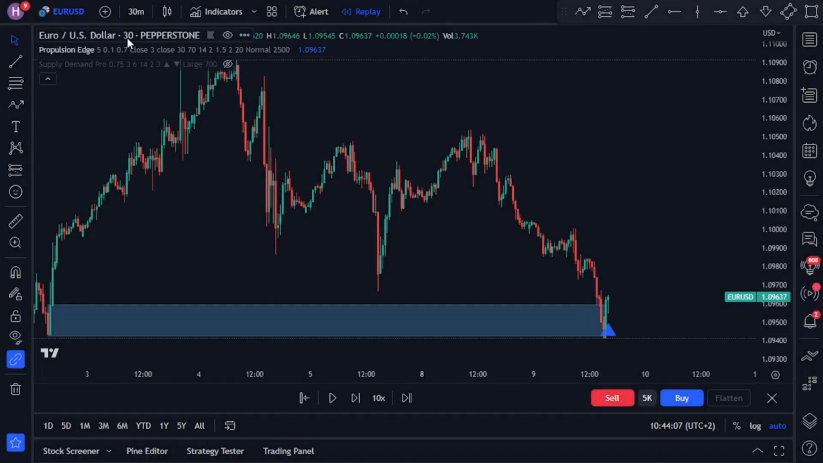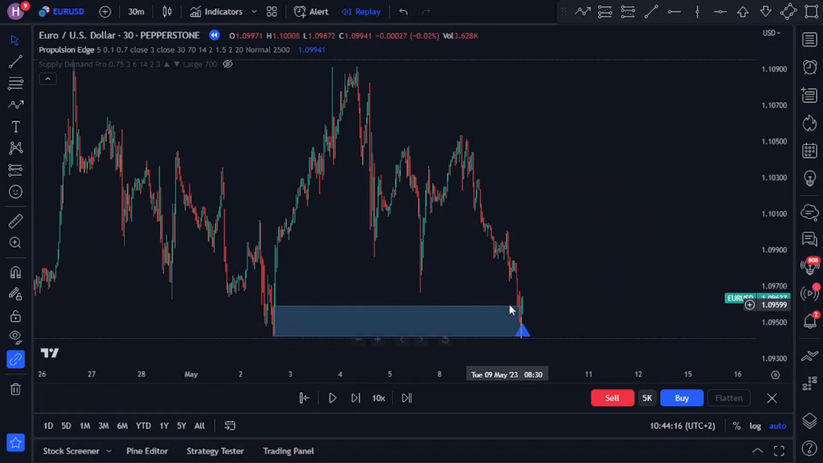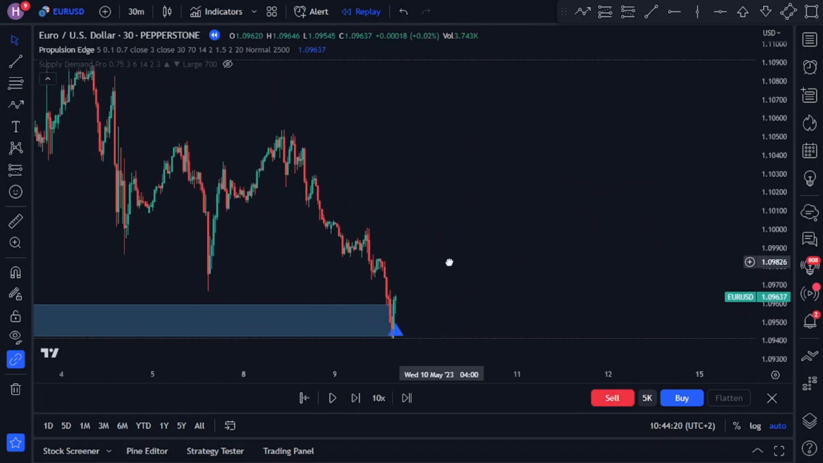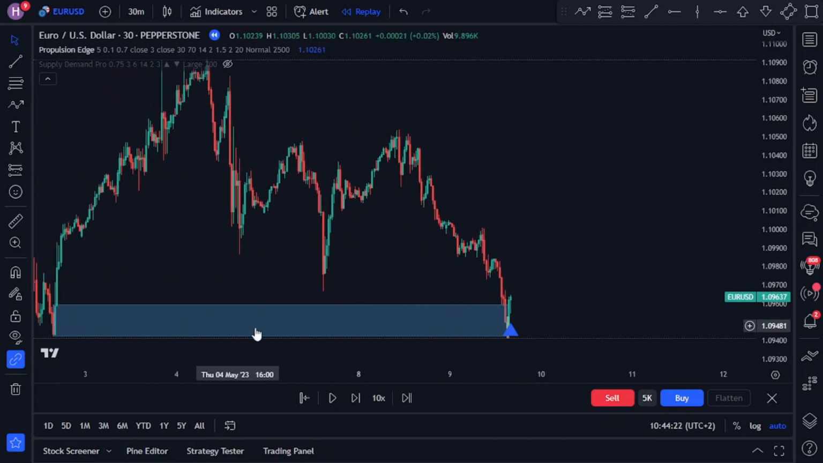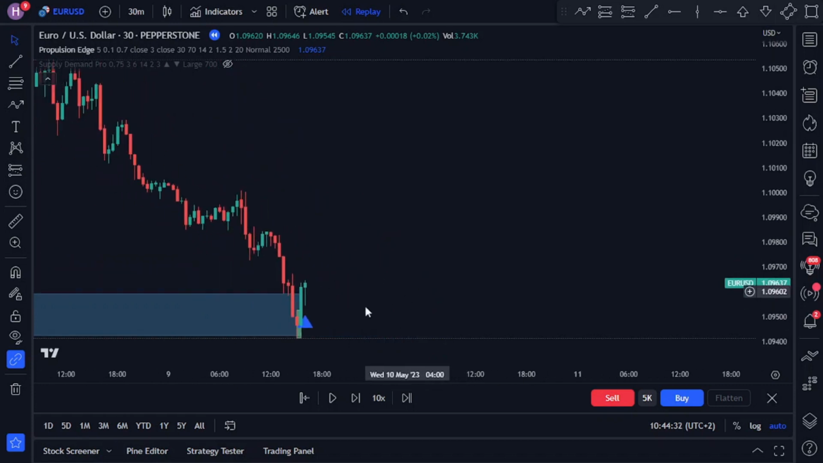On the chart, we have the EUR/USD on the 30-minute time frame. Our Propulsion Edge has identified a buy opportunity after price revisits the order block it identified. How it works is the indicator starts by detecting order blocks. Next, when price revisits an order block, the indicator evaluates the momentum of price within that order block to determine whether a propulsion block exists.